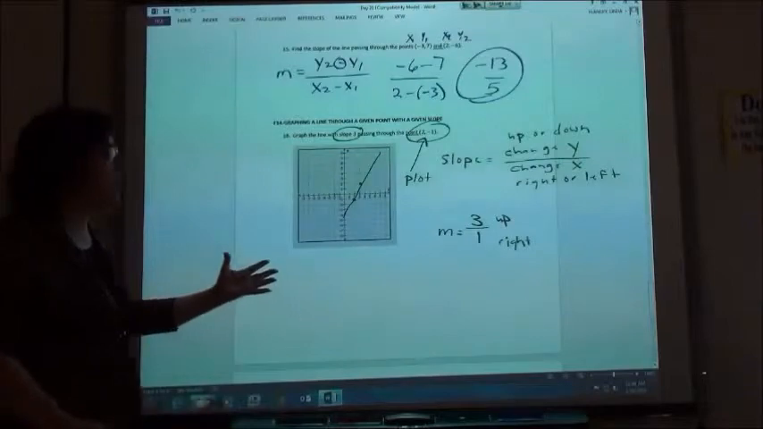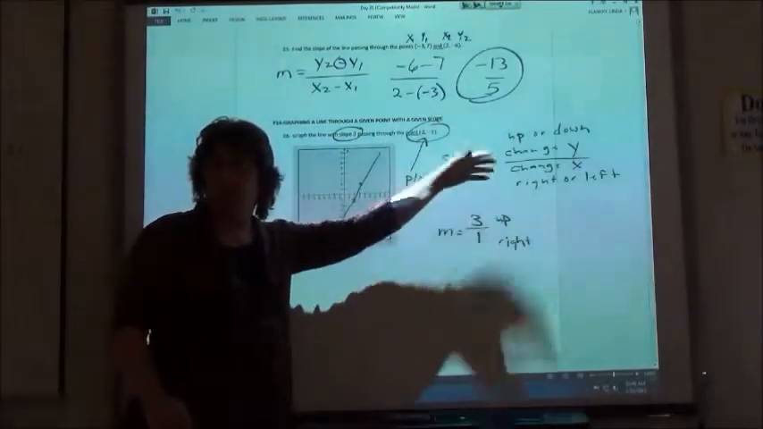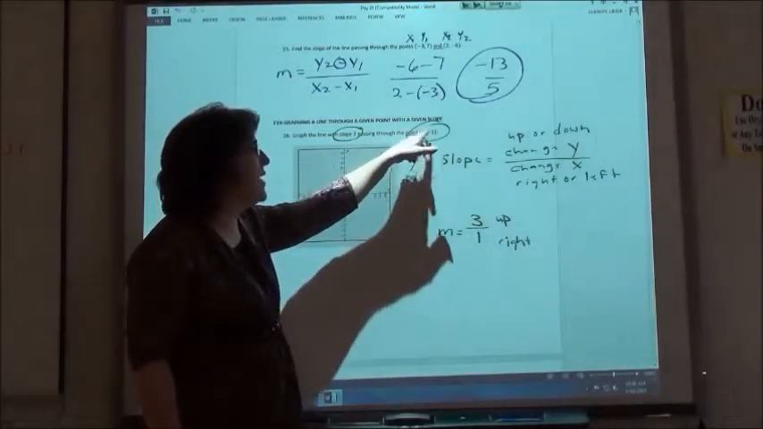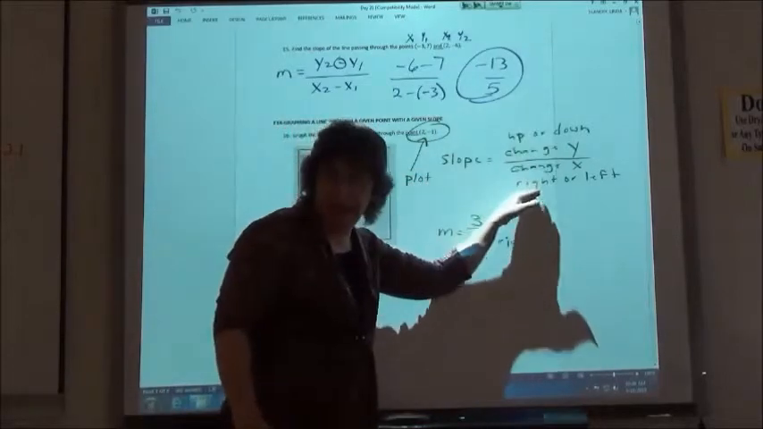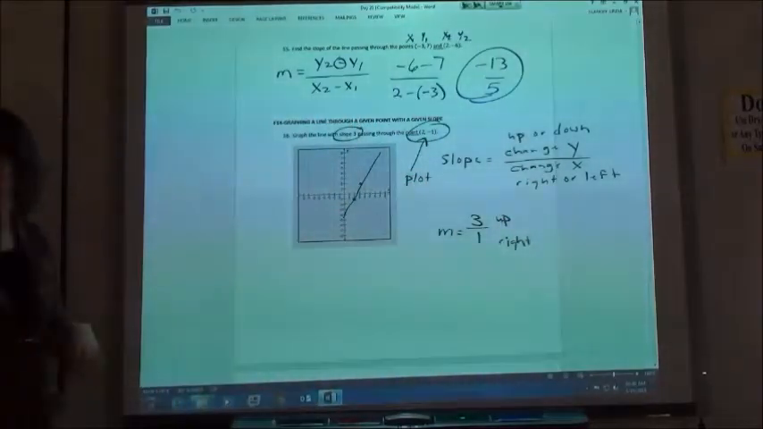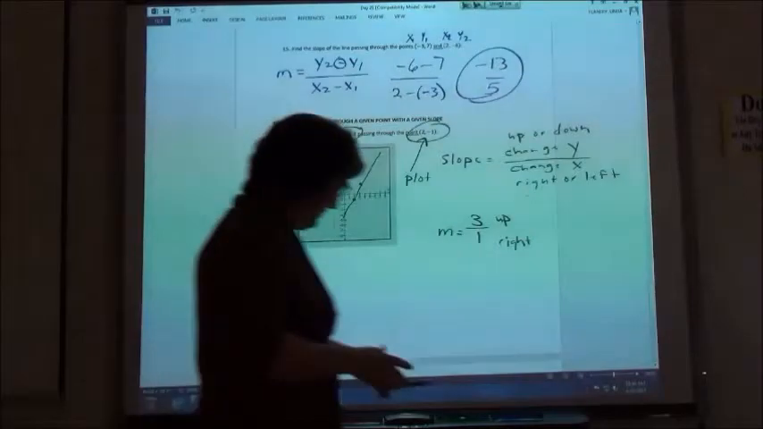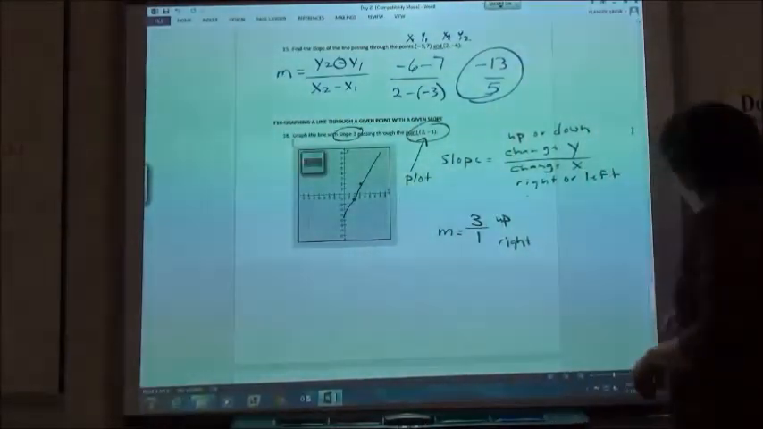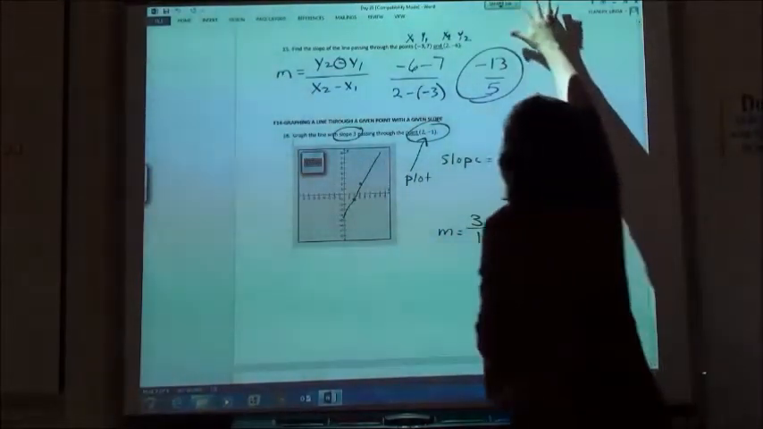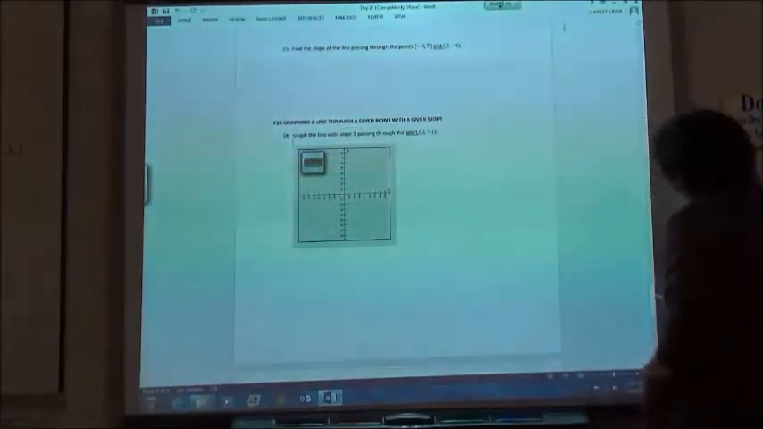So when you plot a point, it's in the opposite order as when you do slope, right? When you plot the point, it's x, y, but slope is y, x. It's backwards. All right, let's look at the next one then.